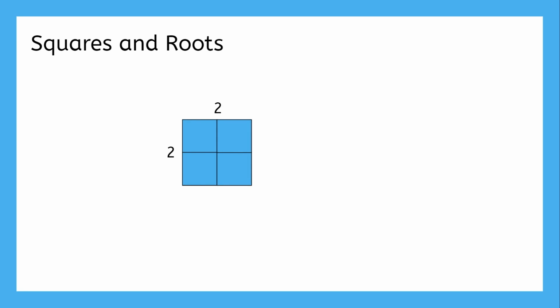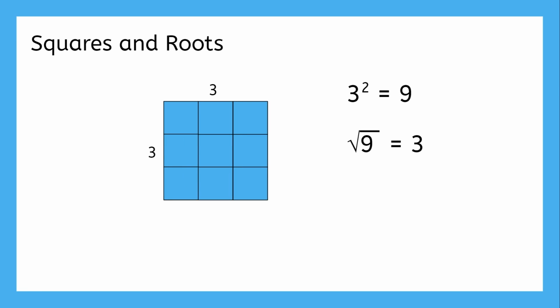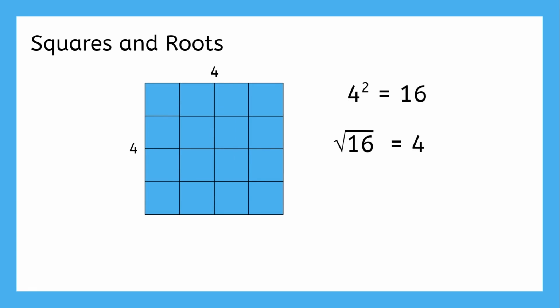Now we've got a 2x2 square, which has 4 sections inside. So we would say that 2 squared makes 4. Or the inverse, to make 4 sections, your square has to have sides of length 2. This trend will keep going for every square we make. 3 squared is 9, and the square root of 9 is 3. 4 squared is 16, and the square root of 16 is 4, on and on.